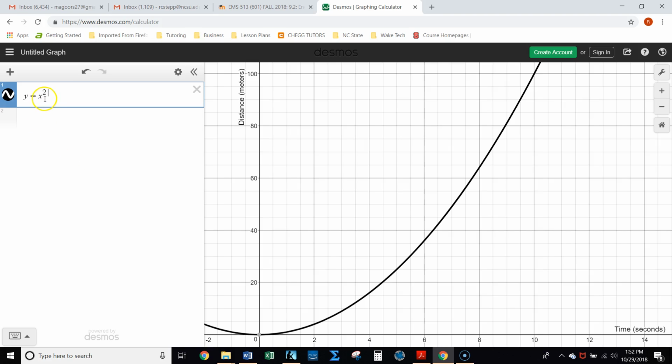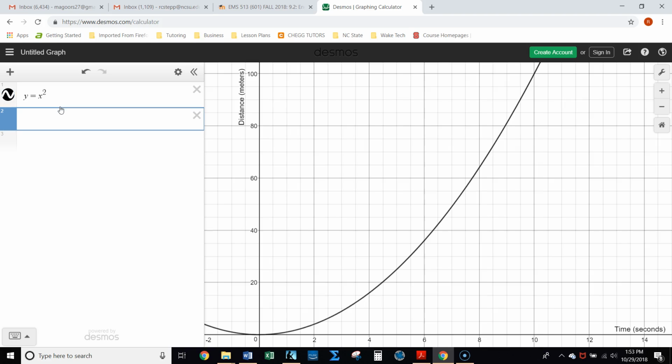So, 1 times 1 would be 1, and 2 times 2 would be 4, and 3 times 3 would be 9. And as the seconds increase, the overall distance would increase by a factor of each value of x times itself. So that's how I came up with that one.